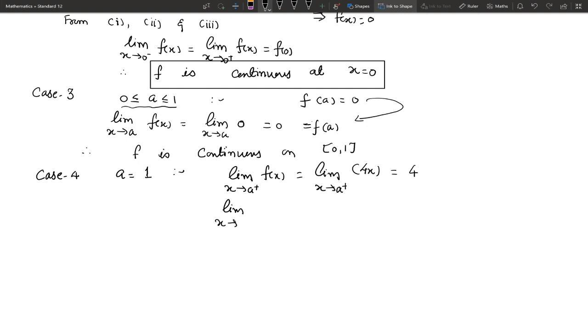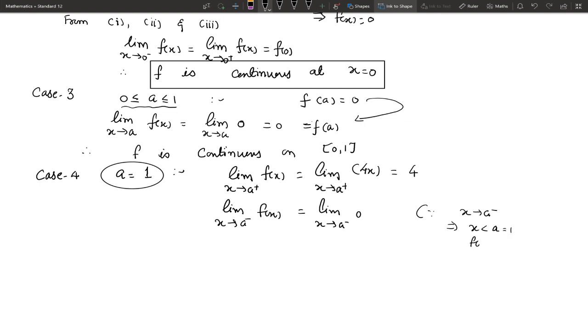Limit x tends to a minus, the left hand limit. So a equal to 1. So for x less than 1, the value of the function is 0. So this is 0. Again, for our understanding, x tends to a minus implies x is less than a, where we have taken a equal to 1.